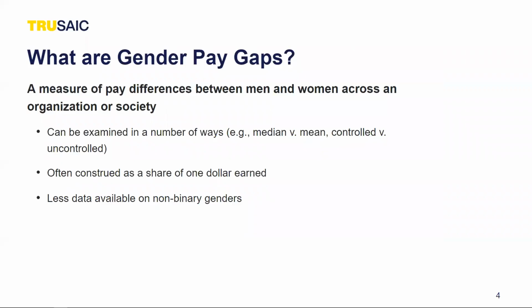Next slide, please. Okay, so I'll begin with talking just briefly about what gender pay gaps are. First, what do we mean by that? Well, it can mean many things. But in general, it's a measure of the pay differences between men and women, or between genders more generally, across an organization or society. They can be examined in a number of ways, such as in terms of mean differences or median differences, and either controlling or not controlling for other effects on wages. They're often displayed as a share of a dollar, so cents on the dollar, like 80 cents on the dollar. Women earn 80 cents on the dollar of a male dollar, that kind of statistic.